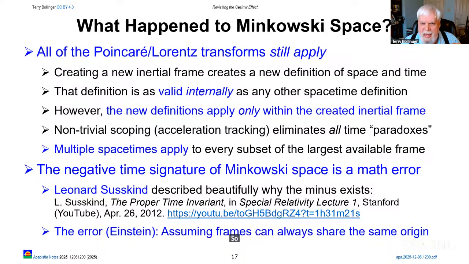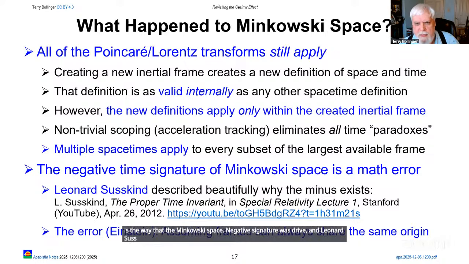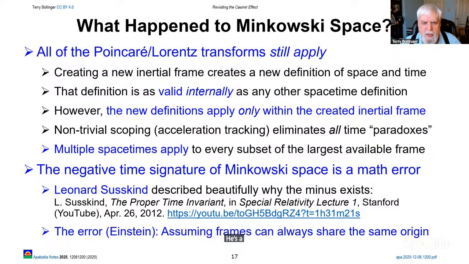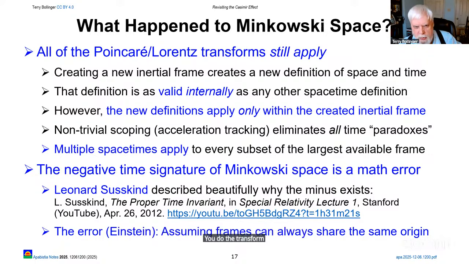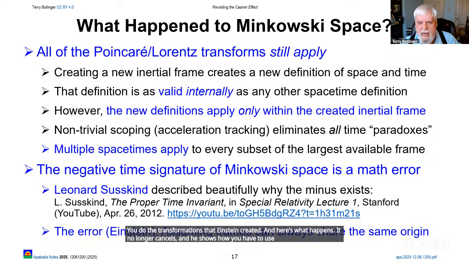So you get out of that, and the reason those things pop up is the way that the Minkowski space negative signature was derived. And Leonard Susskind has a beautiful description of this. He really does. I highly recommend this little section. He's a great speaker on these topics. And he gives an explanation saying, well, here's what happens. You assume that it's Euclidean. You do the transformations that Einstein created. And here's what happens. It no longer cancels. And he shows how you have to use a negative sign in order to get it canceled. And suddenly you come out with the right math.